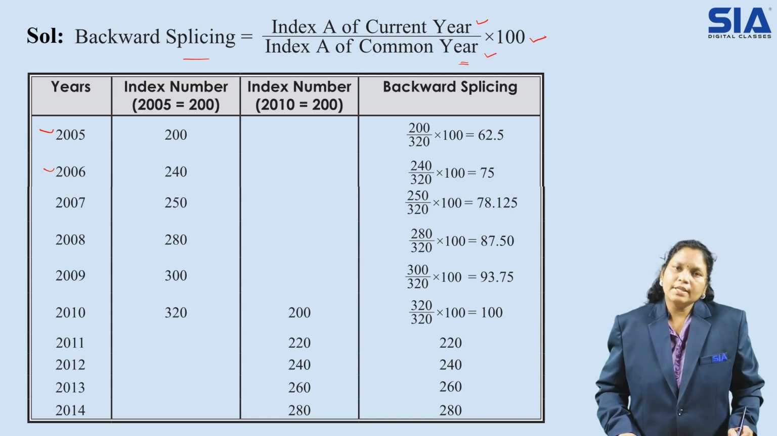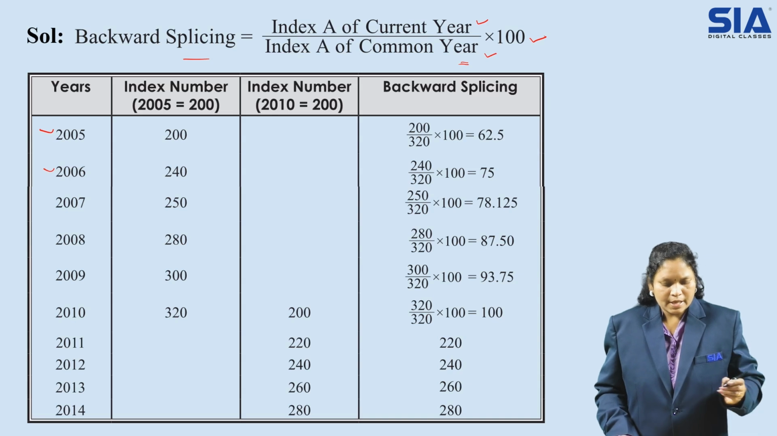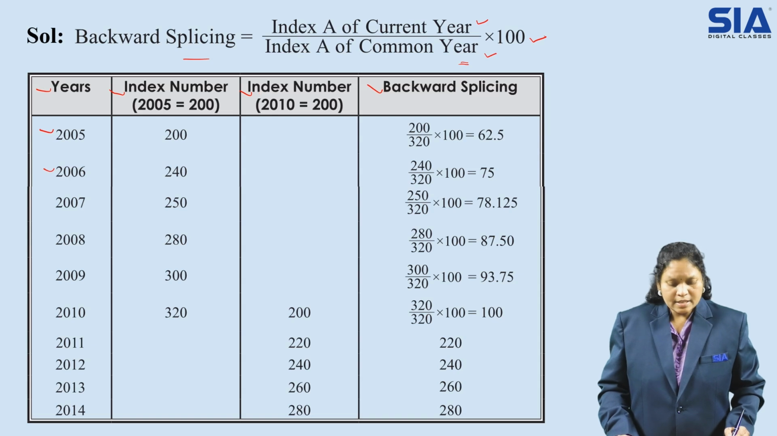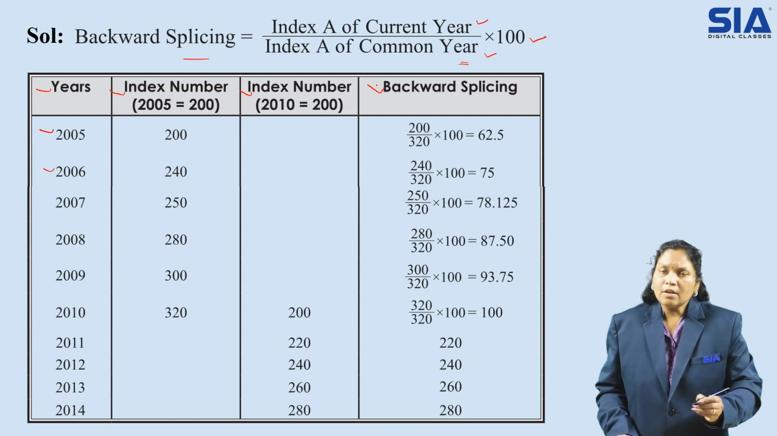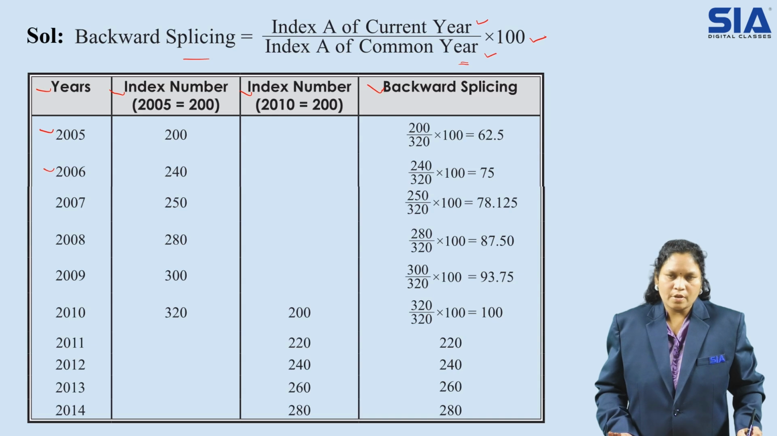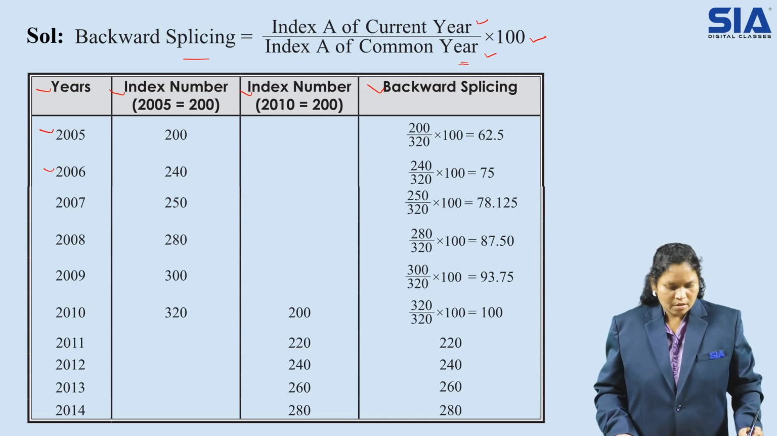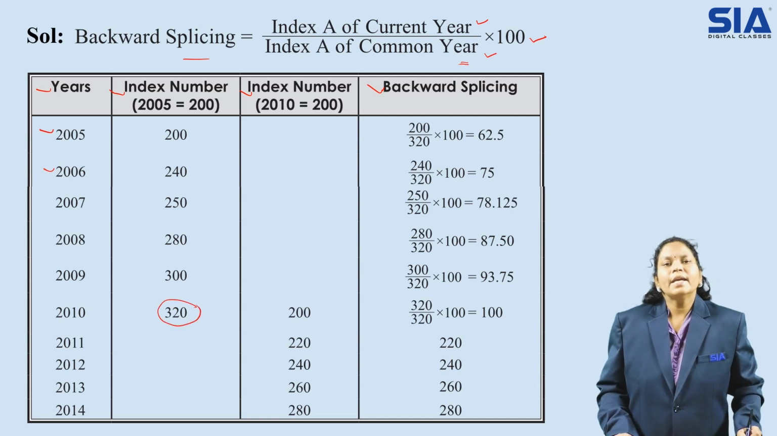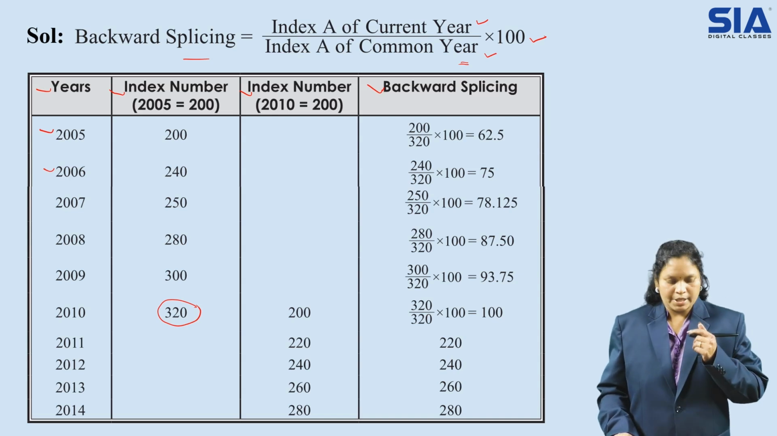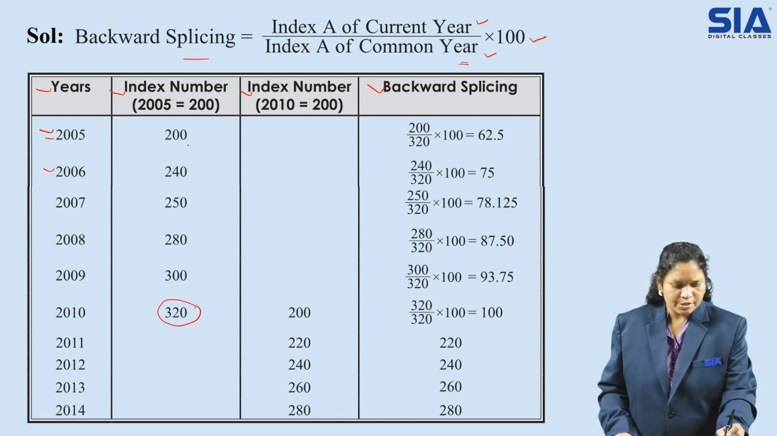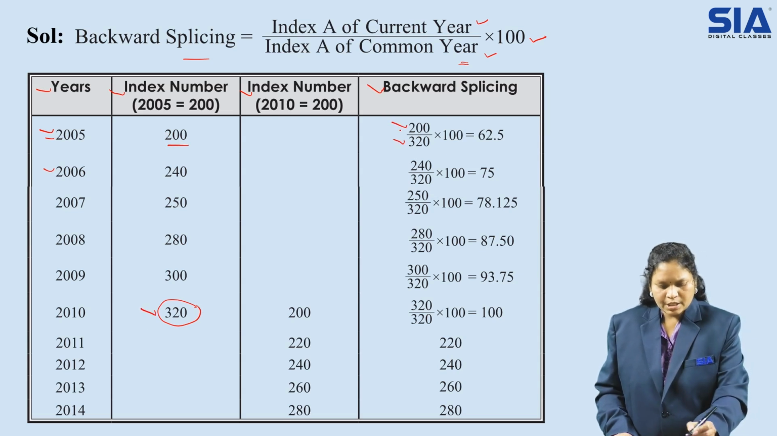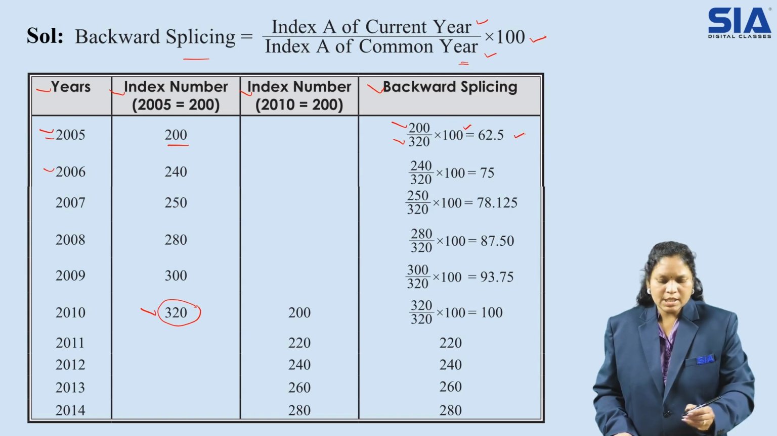So let us check it out in the table now. Backward splicing, keep the heading. The first two columns are as given data, you consider the first two columns, and then for backward splicing, keep the heading. Now let us go for the formula. According to the formula, let us go for the substitution. What we have considered as the common year is 320, right? So every time we have to divide by 320. The numerator will be the current year, whatever year we are considering. For 2005, the first one, that is 200. So 200 divided by the common year, that is 320, into 100. You get the answer 62.5.